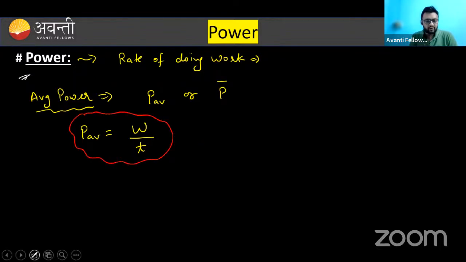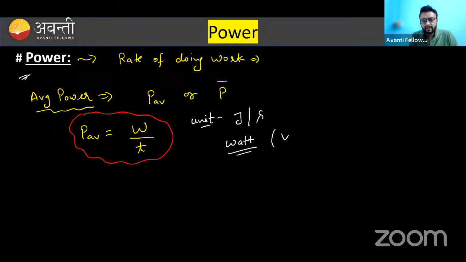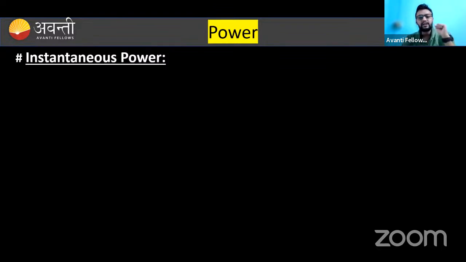If you were asked about the units of power, then you will say work is joule, time is second, that is joule per second, and it is also known as watt, denoted by capital W. This is the unit of power. Okay. This is what average power is. Now, if I define instantaneous power, so instantaneous power is what? Power at a particular instant.